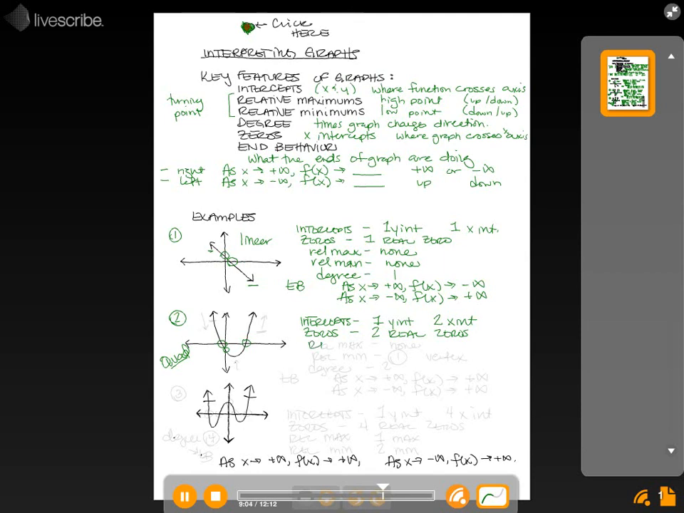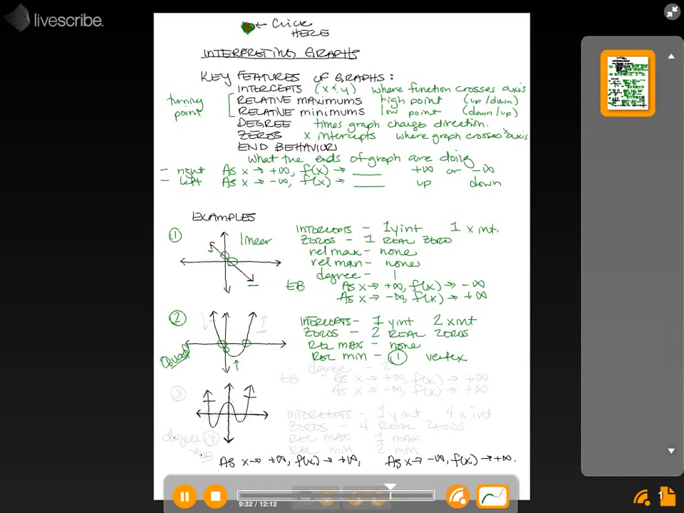The next thing is a relative max. If we look at our graph here, there is a turning point, but it's not a high turning point. It's a low turning point. So there's no relative max here, but there is a relative min. One relative min, and it's right here. It's that turning point. And in a parabola, that relative max or relative min has a special name. It's called the vertex of the parabola.